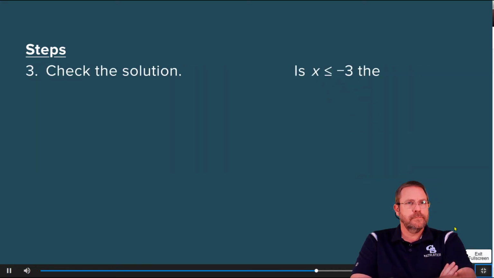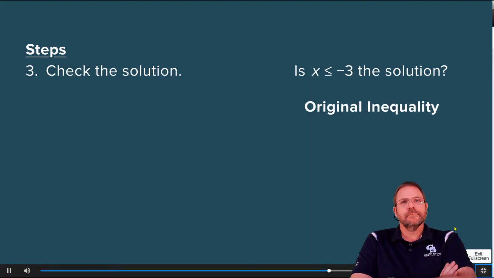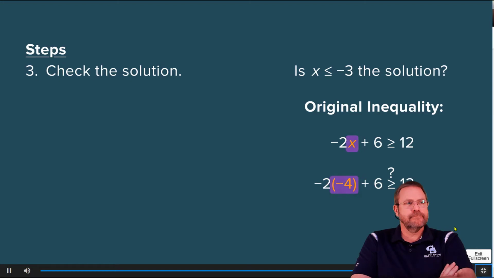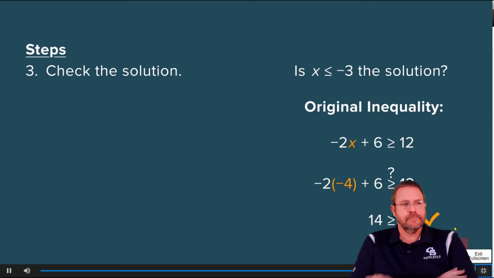Finally, check the solution. Start with the original inequality. Replace the variable with the number in the solution set. Then simplify to check whether the sentence is true. If so, this provides evidence that the solution is correct.